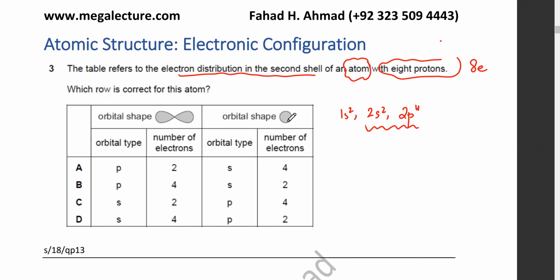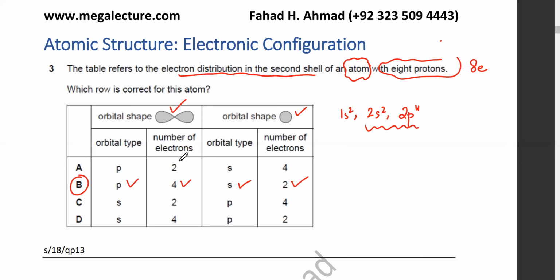There's an s orbital, so that's a spherical one. So we do have an s subshell, and we've got 3 p subshells. So the orbital shape, we do have a p as well. In the p, we have 4 electrons, so the answer is going to be b, that the p has 4 electrons and the s has just 2 electrons.